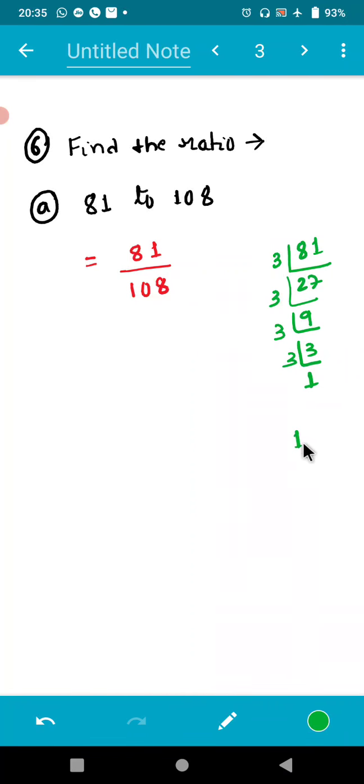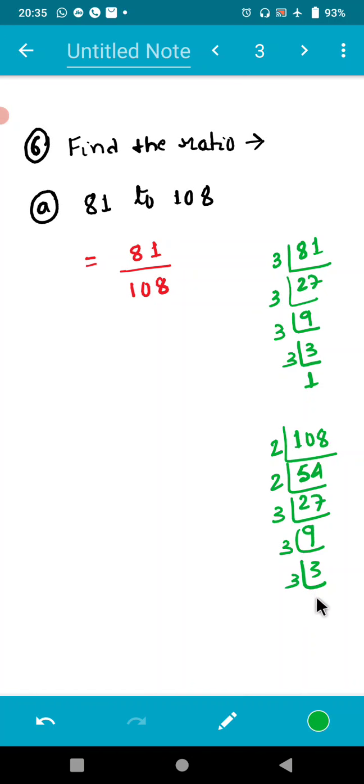Fine. So let us do it with 108. 108 is an even number, so we will first divide it by 2. So it would be 54. Again it is an even number, so again it is divisible by 2, that is 27. Now 27 is divisible by 3: 3 9s are 27, 3 3s are 9, and 3 1s are 3.